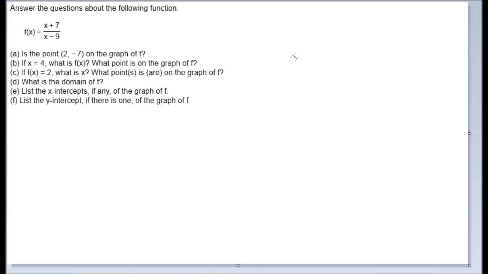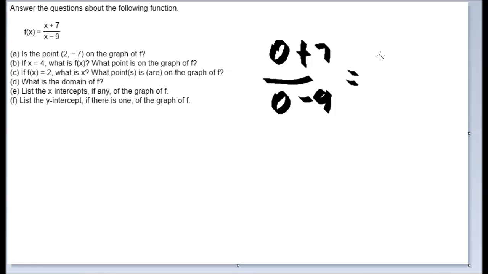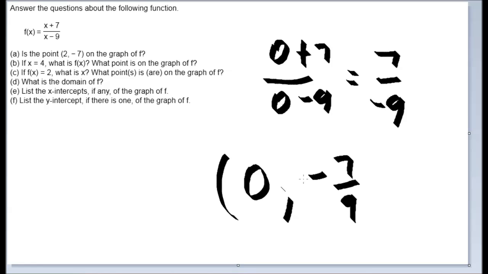Okay, and the last question says list the y-intercept. The y-intercept is when x equals 0, so it'll be (0 + 7) divided by (0 - 9), which is equal to 7 over negative 9, otherwise known as minus 7 ninths. And you would have minus 7 ninths with a 0 in for the x, and there would be your point on the graph. Okay.